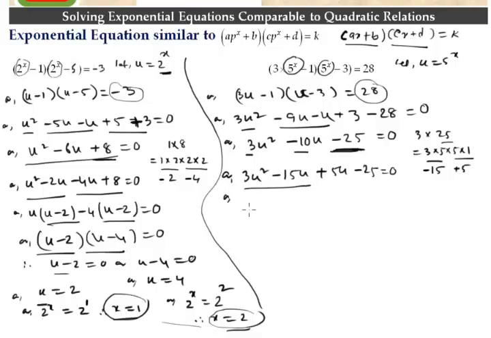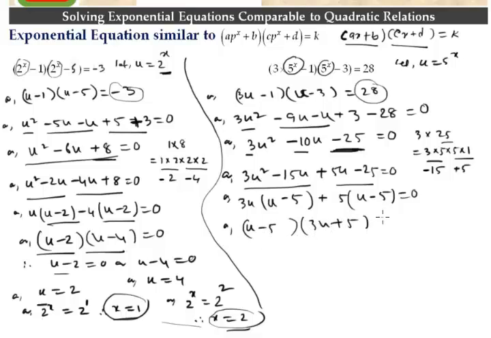Or if we take 3u common from here, we will get u here and minus 5 here, plus if we take 5 common from here, then it will be u minus 5 equals 0. Or u minus 5 times 3u plus 5 equals 0. So the common factor is u minus 5, and 3u plus 5. Therefore u minus 5 equals 0, or 3u plus 5 equals 0.